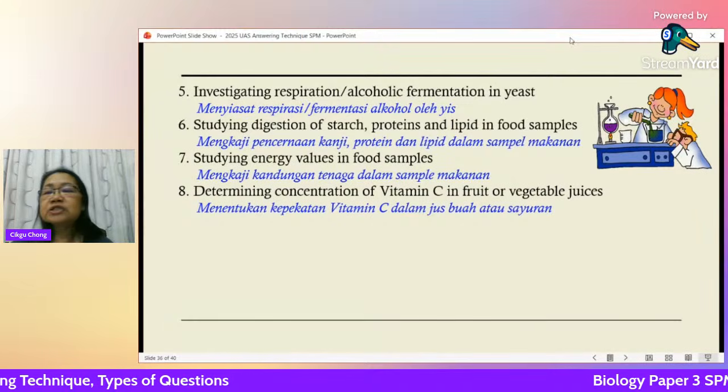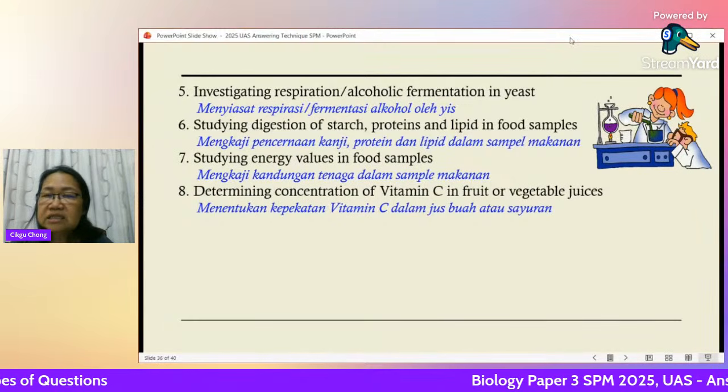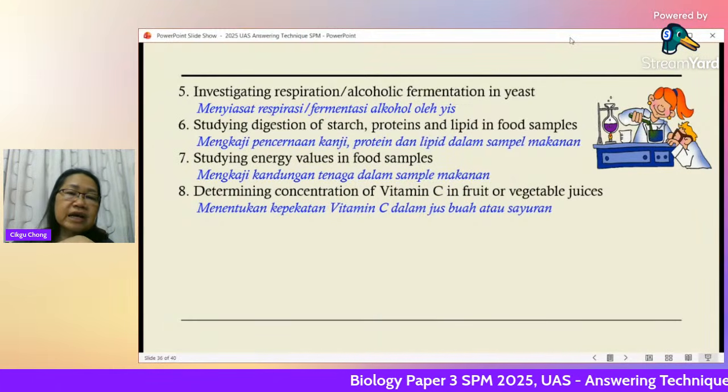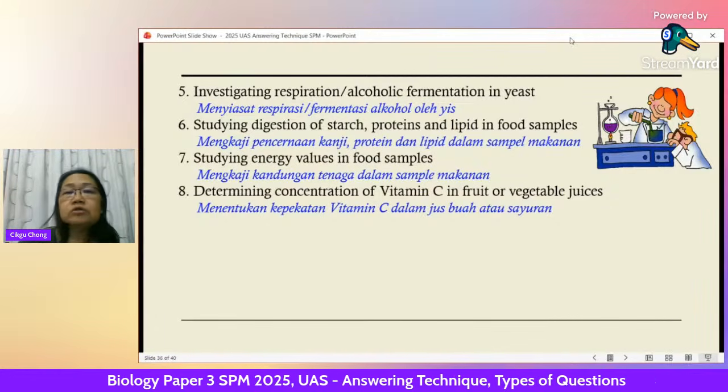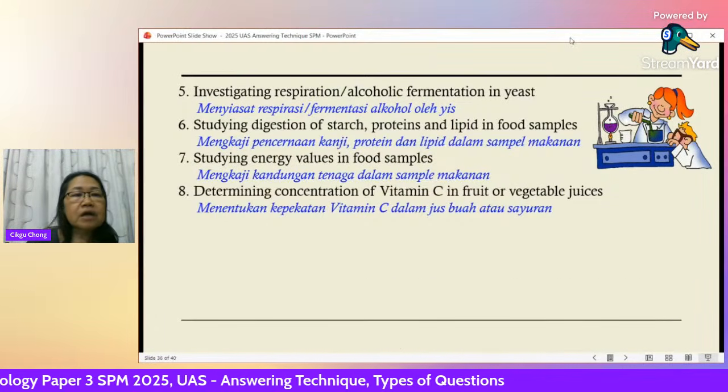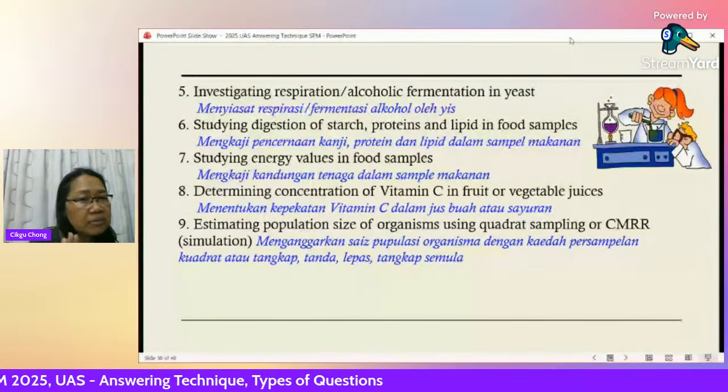Since you're not sure about this one, it means this is something that you need to read. If it doesn't come out in Ujian Amali Sains, it can come out in your paper 2, so you need to know what DCPIP is. Just read up. Okay, next, estimating. This one never came up before.